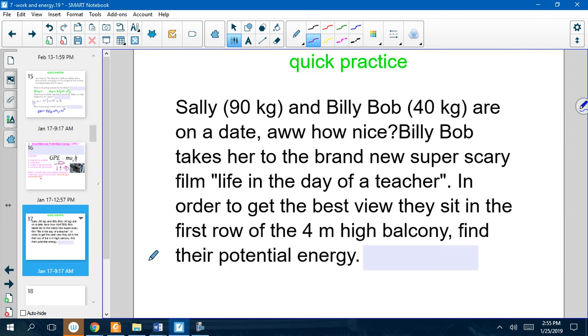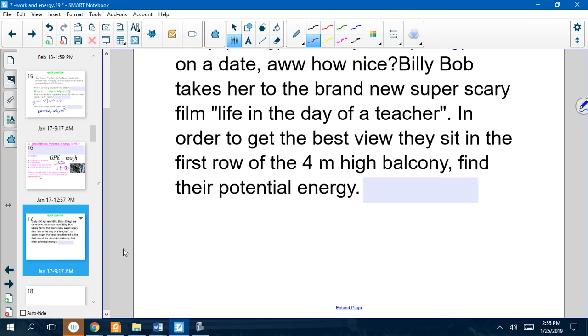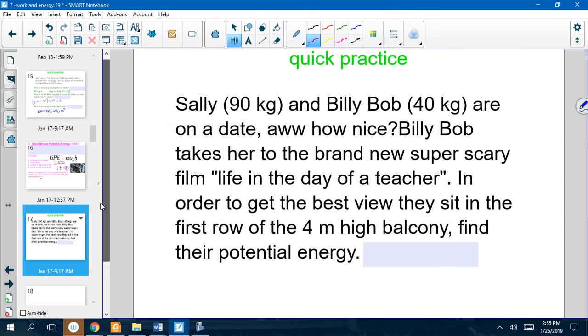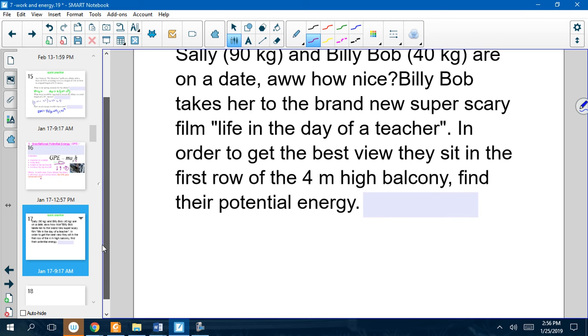Alright, so let's go ahead and try a problem here. Let's say we have Sally and Billy Bob, and they're on a date. Ooh! And they're at a certain height, which is 4 meters. And they have masses of 90 and 40 kilograms. Find their potential energy.